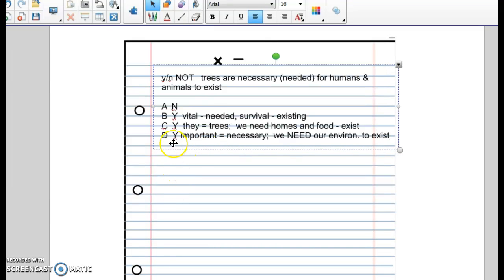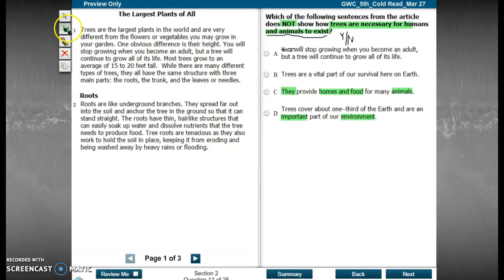So, taking a look at it, A was the only one that does not show that trees are necessary for humans and animals to exist, because just continuing to grow doesn't mean that it is needed. So the correct answer would be A, because it had our no and it's our not. So just ask yourself each one and really look back at what you're trying to prove. That is it for number 11.